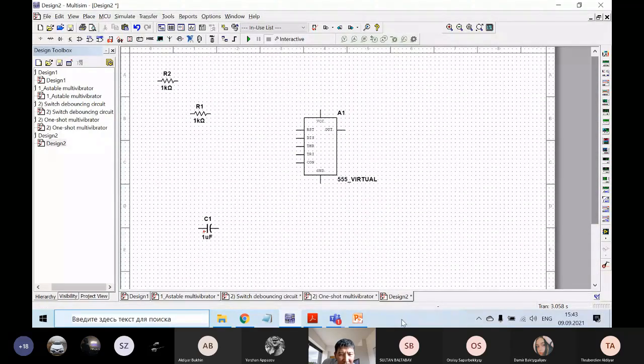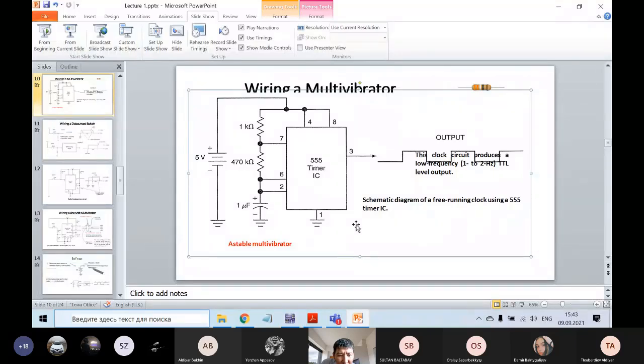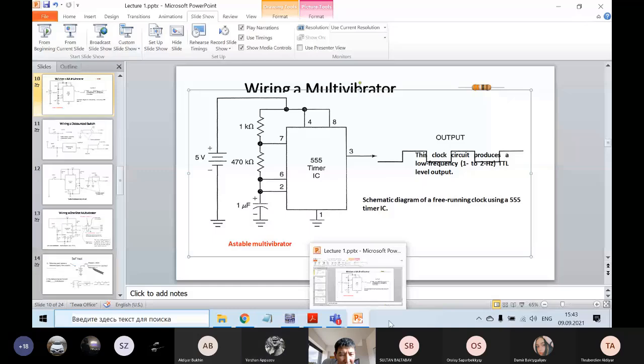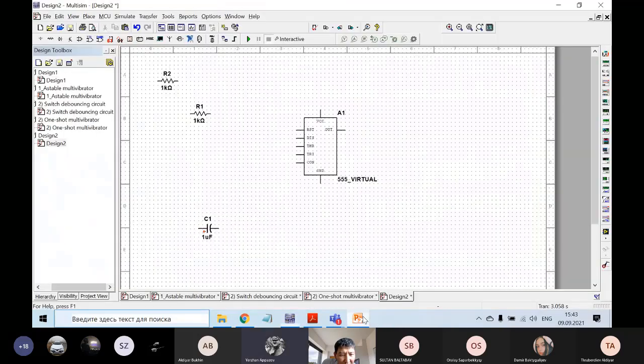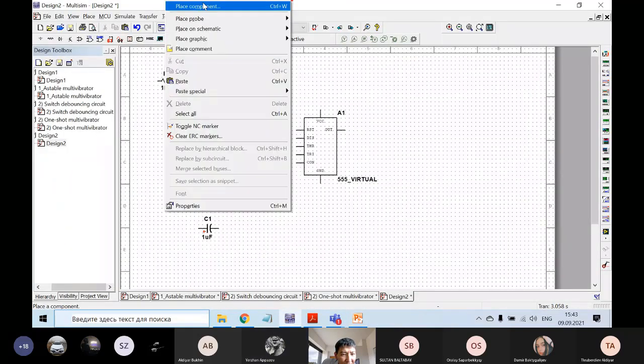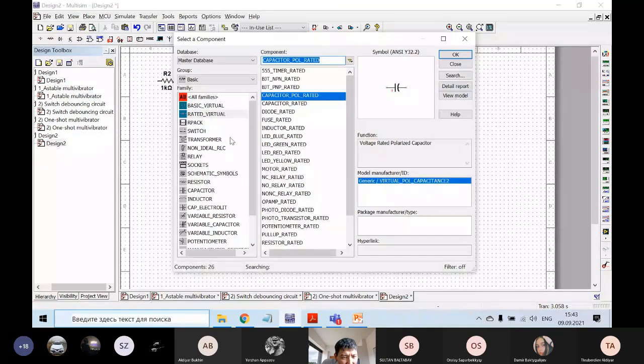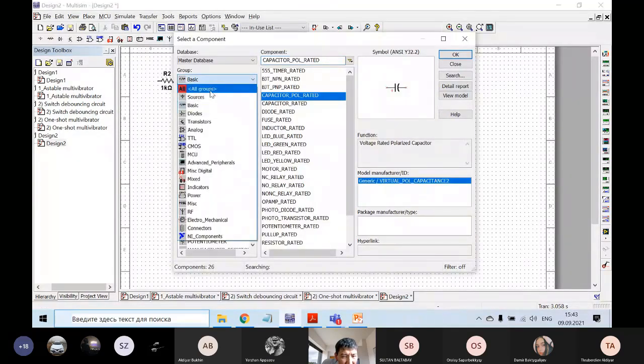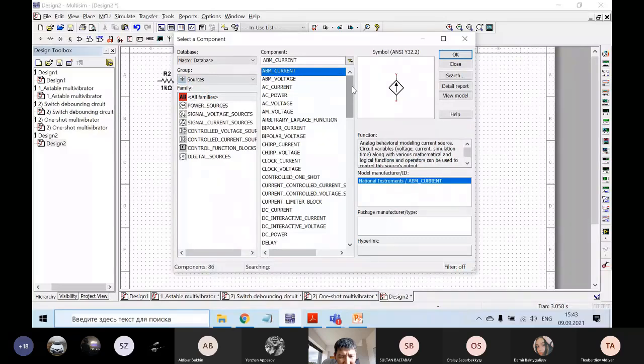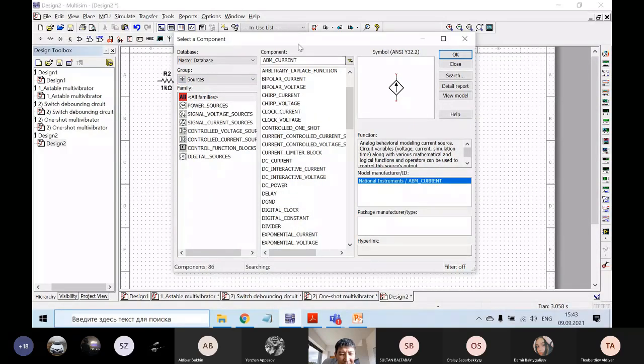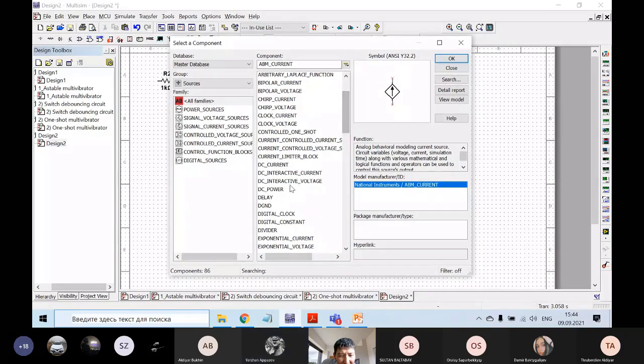So what else do we need? Battery. Battery. Like a source of energy. Let's find battery. So actually we find battery from the source. Here we have source, and you need to find DC. What does it mean, DC? Who knows? Direct current. Direct current, okay.